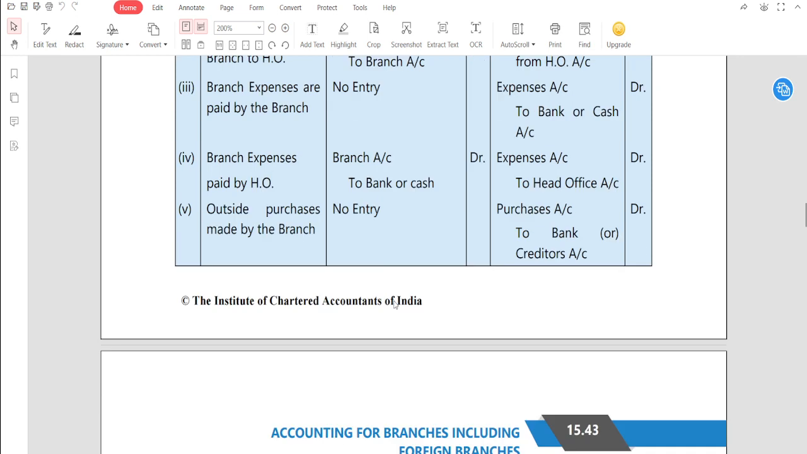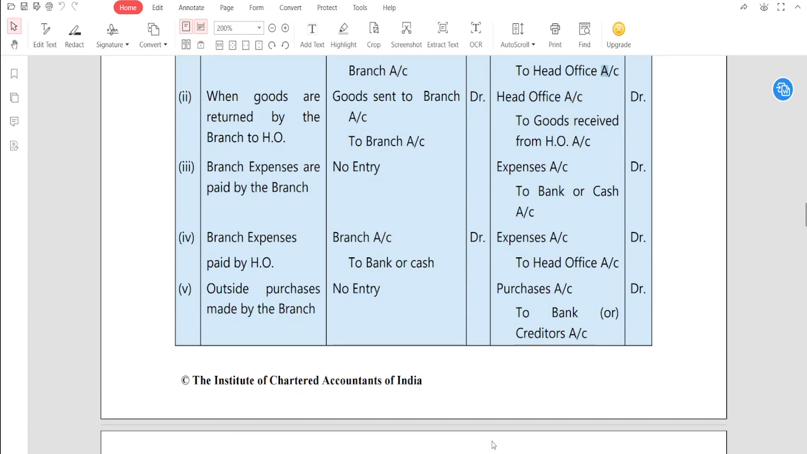Okay. Now, outside purchase made by the branch. Other than the goods received from the HO, the branch can do one more thing. The branch can purchase goods outside the HO. It means the branch can purchase by itself. In this case, the journal will be purchase account debit to bank account. But HO doesn't need to make any entry, because any goods purchased by the branch on its own, other than from HO, don't concern HO. The entry will be made only in the books of the branch.